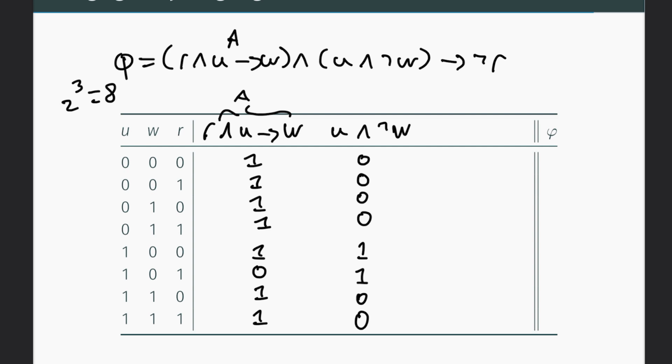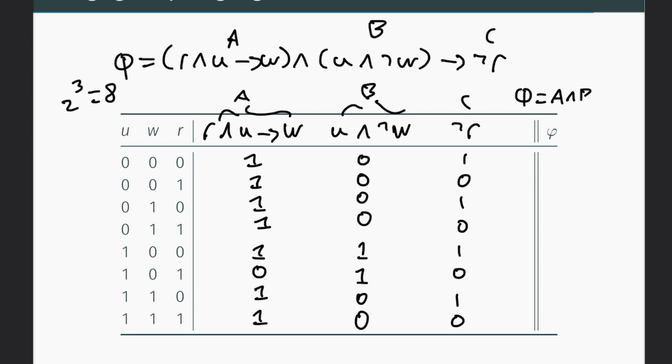Then finally, let's look at the final bit, the negation of R. So it's simply taking R and flipping it around, right? That's the definition of the negation. So we get 1, 0, 1, 0, 1, 0, 1, 0. Let's define this as B. So this has become B, and this as C. So then phi has actually become, let's write this here. Phi has become A and B implies C.